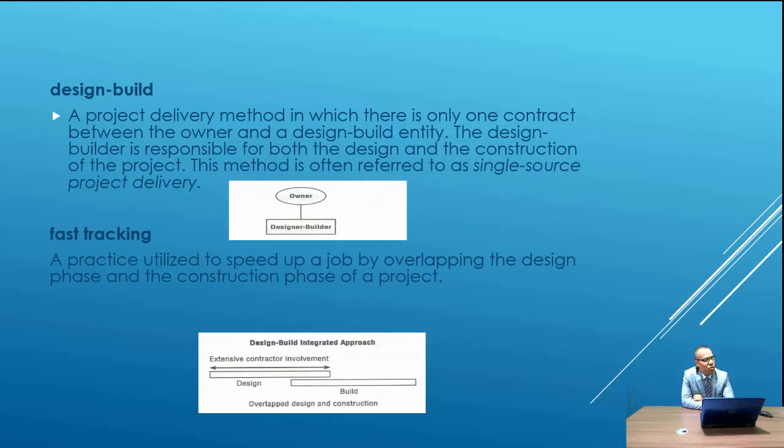هذه الطريقة موضحة من خلال الشكل الأول اللي هو relationship between owner designer builder. عندما نريد نسرع بالعمل، يصبح هناك تداخل بين مرحلة التصميم ومرحلة التنفيذ نسميها fast tracking، وموضحة خلال الشكل الثاني اللي هو overlap design and construction.